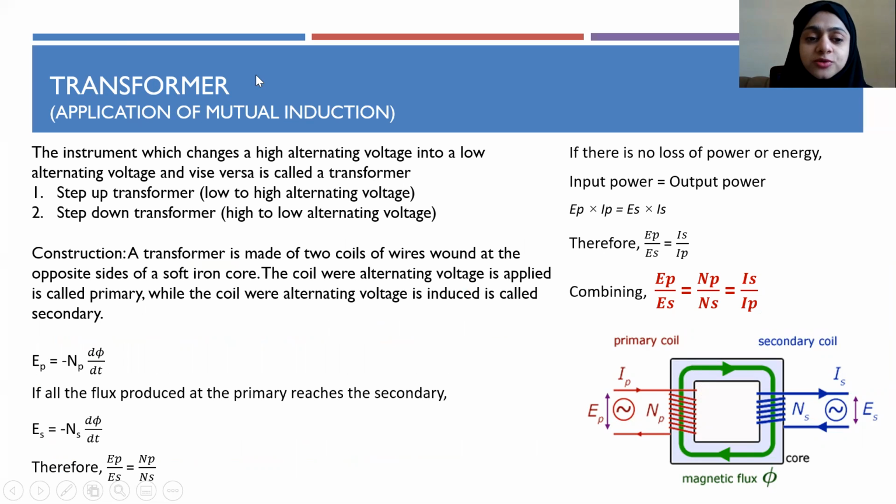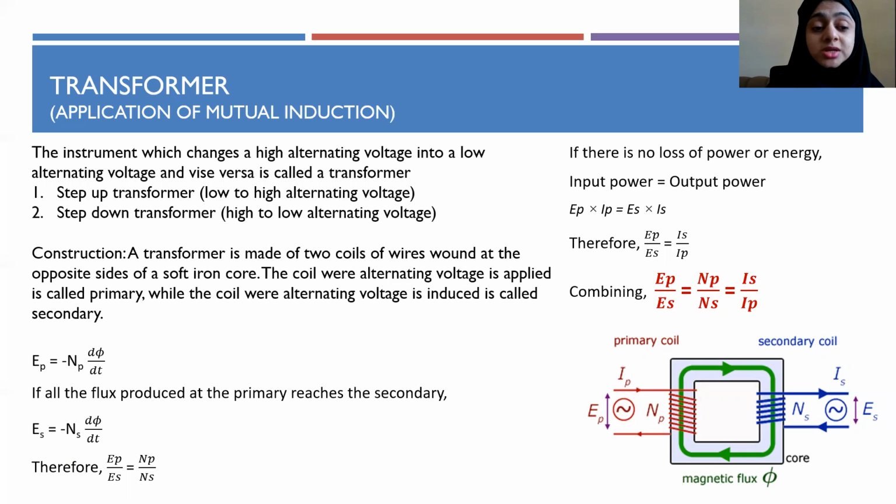I know that you have already learned about transformer in your grade 10. Now this will be a revision of the topic and also a little more than that. What is a transformer? It's an instrument which changes high alternating voltage into low alternating voltage and vice versa. What is meant by vice versa? It can also change low alternating voltage into high alternating voltage.